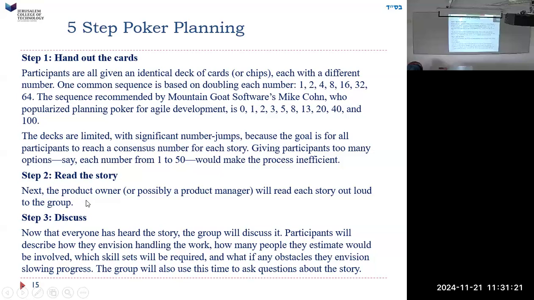Read the story. Next, the product owner, or possibly the product manager, I think it's kind of the same person, will read each story out loud to the group. They will discuss. Now everyone has heard the story. Participants will describe how they envision handling the work, how many people they estimate would be involved, which skill sets are required. Maybe you need to know stuff that I don't know. Only certain very skilled people know this stuff. Are there any obstacles that you can envision slowing progress?